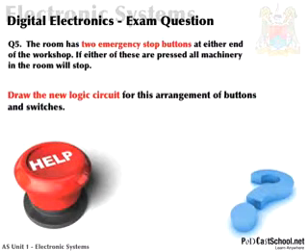Now, following on from that, it says the room has 2 emergency stop buttons at either end of the workshop. So these are additional safety devices. If either of these are pressed, all machinery in the room will stop. Draw the new logic circuit for the arrangement of the buttons and switches. Okay, so obviously this answer is going to incorporate the first answer plus a little bit extra. Again, I'm about to show you the answer. If you want to pause it now, do so. Okay, here it is.